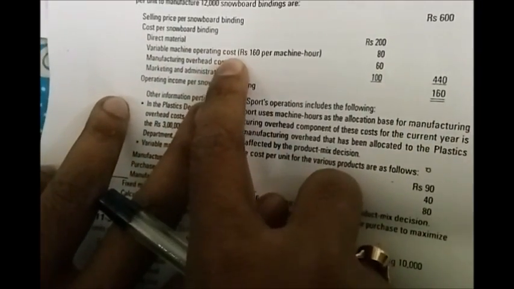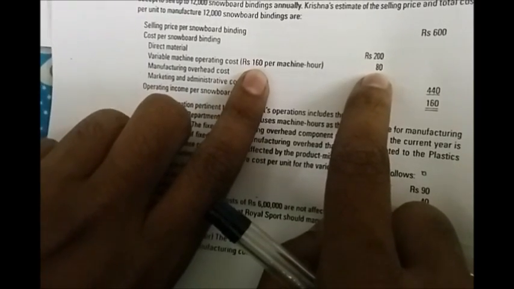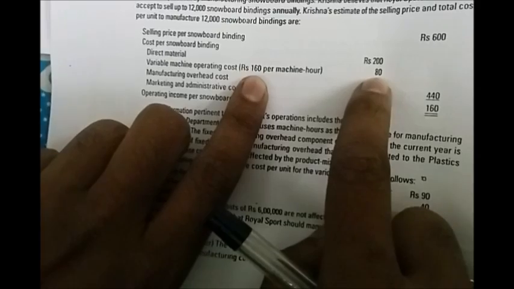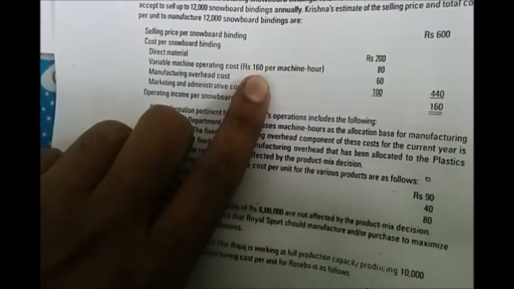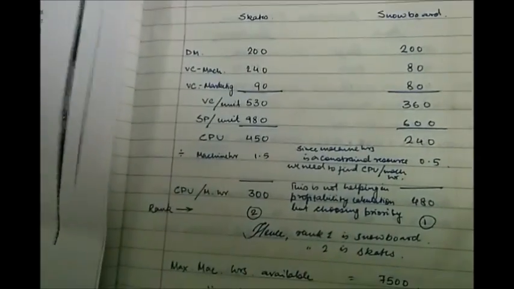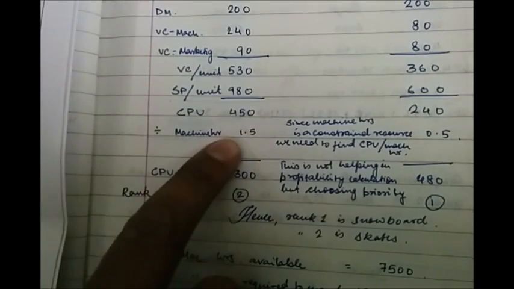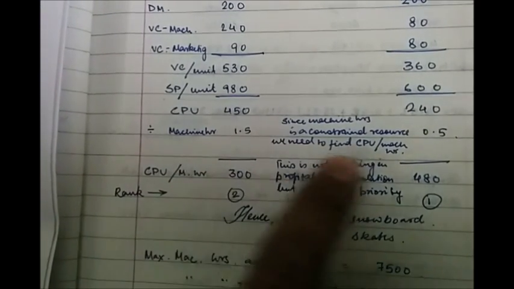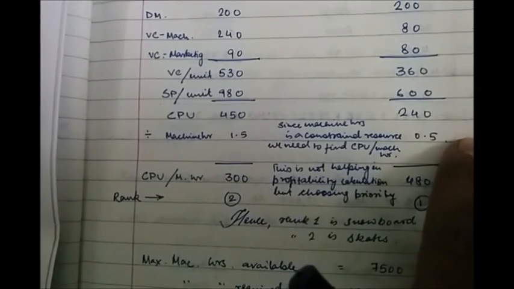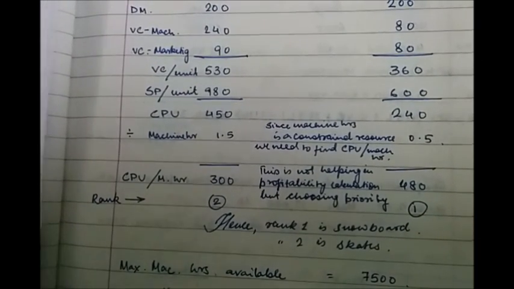240 by 160, right. And for the snowboard part, we see that the variable machine operating cost is 80, where the machine hour cost is 160. That means 80 by 160, that is half, or 0.5 machine hours, is consumed per snowboard unit. So clubbing these two and finding contribution per machine hour, 450 by 1.5 comes to 300, and for 240 by 0.5 it comes to 480. Now they are on the same platform of contribution and machine hours.